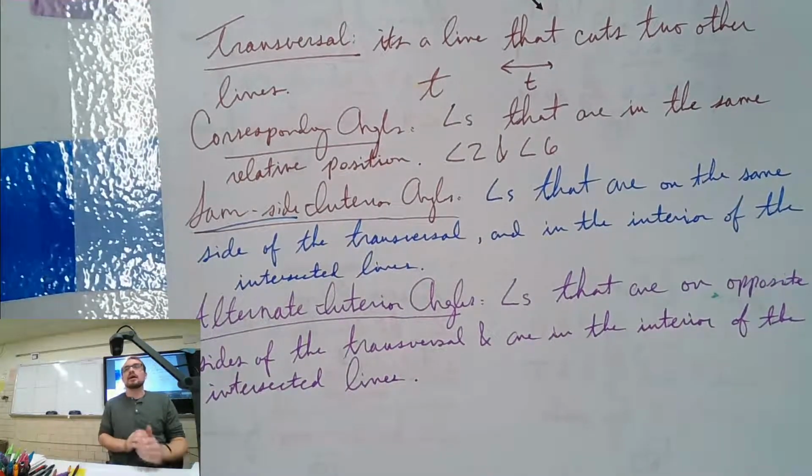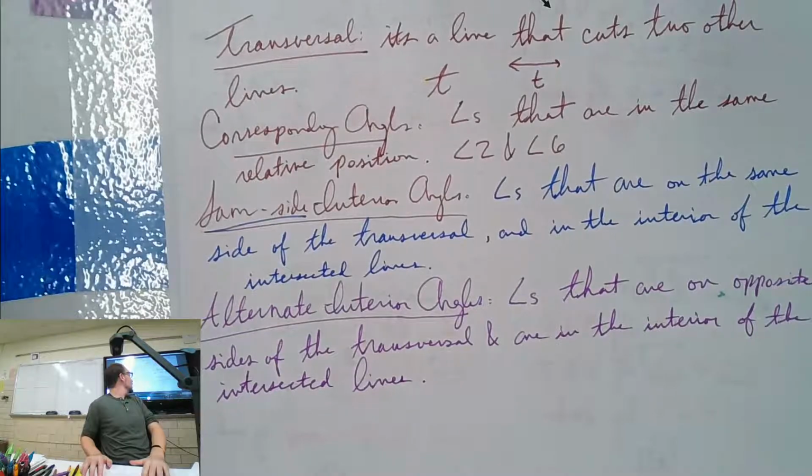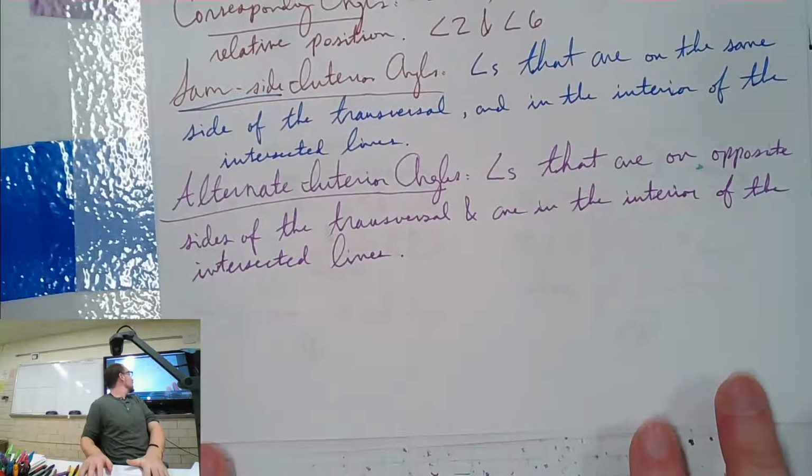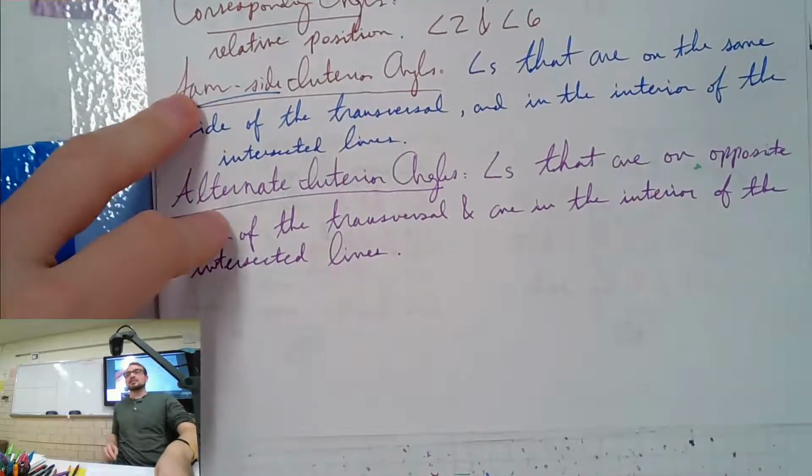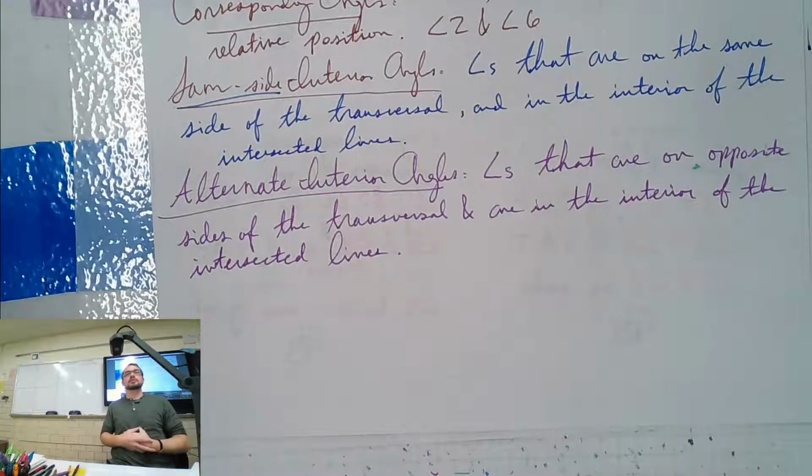Now, I'm not going to write down alternate exterior. I'm not going to write down same side exterior because it's the same thing, except they're on the exterior, which means they're on the outside. Same thing, except they're on the outside of the intersected lines. So same as these, they're just exterior, right? So you would say on the outside of the intersected lines.